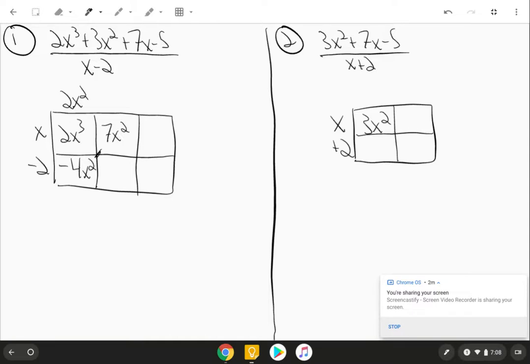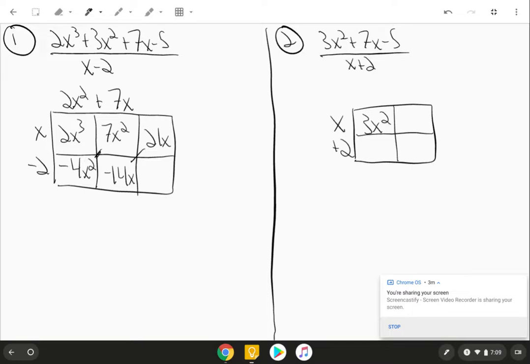Next column, x times 7x is going to give me 7x squared. That's going to make this a negative 14x, since negative 2 times 7x is negative 14x. For the diagonal, we need to go from negative 14x to positive 7x, so this needs to be a positive 21x. 21x and negative 14x combine to positive 7x.